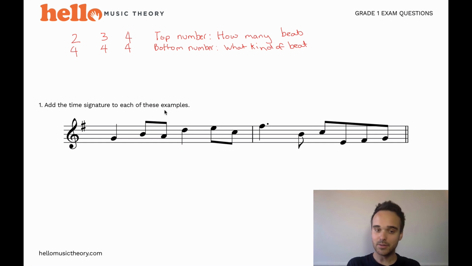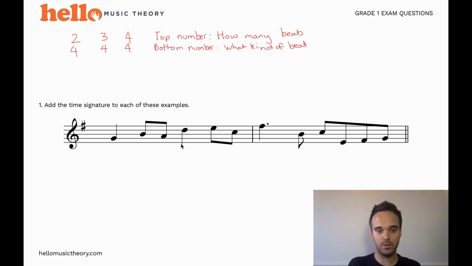Now, the wording of this question in the ABRSM syllabus is going to be something like add the time signature to each of these extracts that's missing, or something like that. And the area that you need to be worrying about is this bit over here, after the clef, after the key signature, but before the first note. So this is where we're going to be placing the time signature. So we need to work out how many crotchet beats there are in one bar.